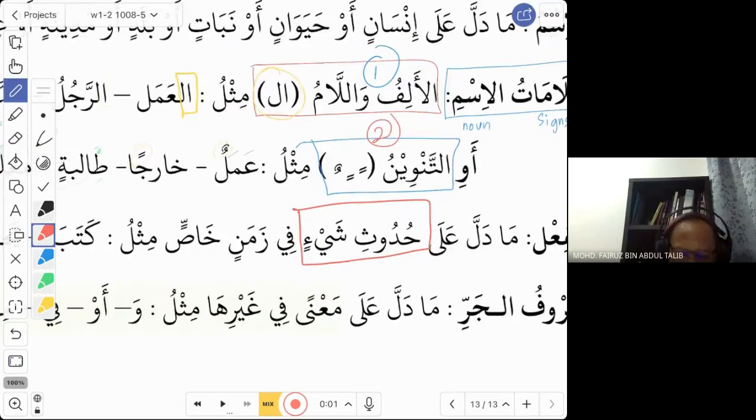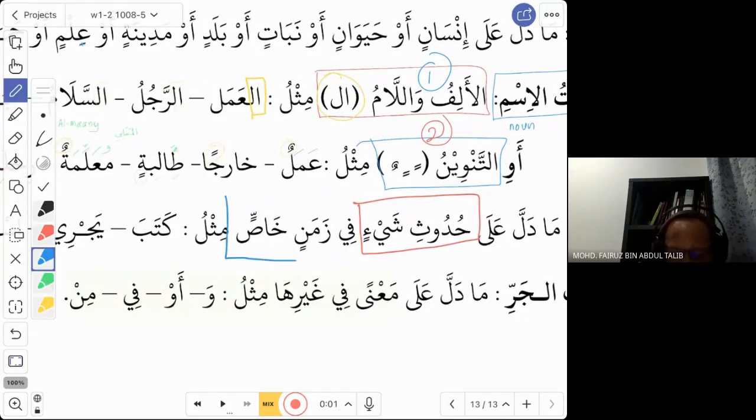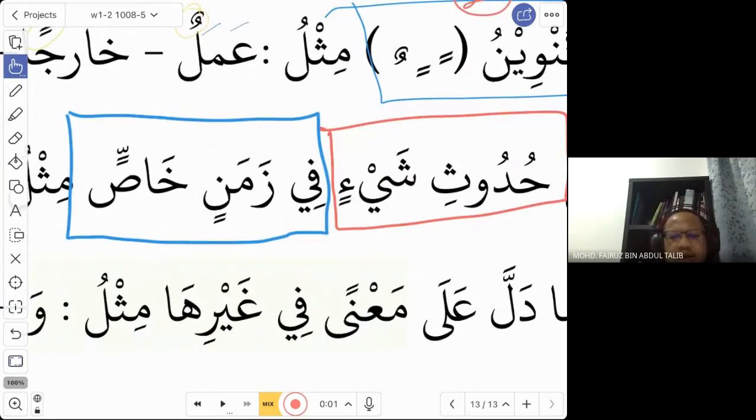But in order for the word to be a verb, you need to have the second part of the definition. Fi zamanin khasin. Fi is at, zaman is time, khas is specific. So fi zamanin khasin, at a specific time. It means that for the word to qualify as a fi'l, you must have an action and it must take place at a specific time.